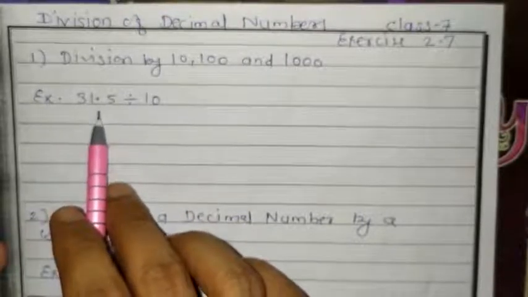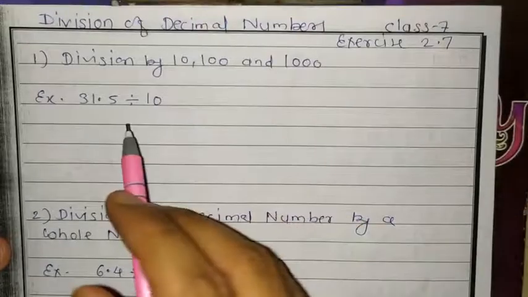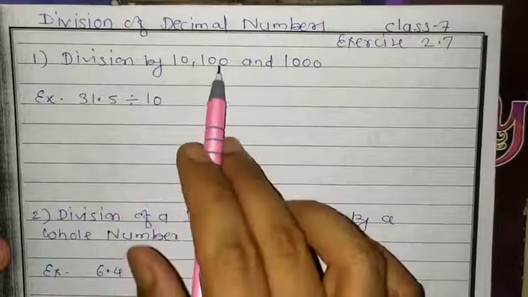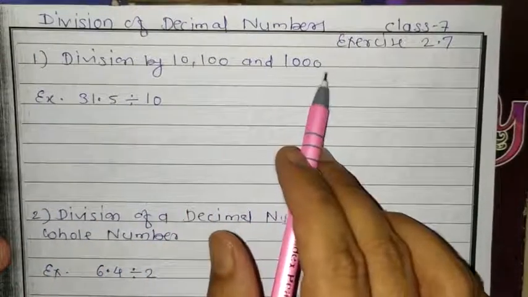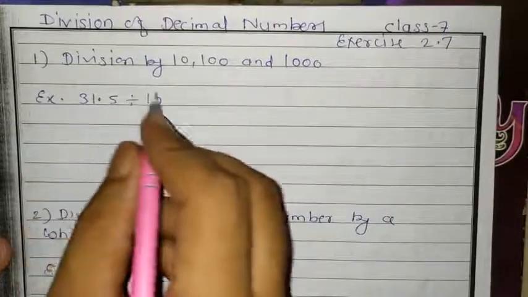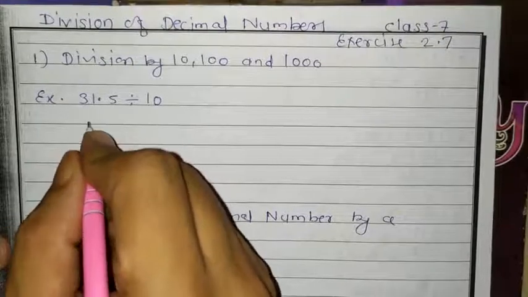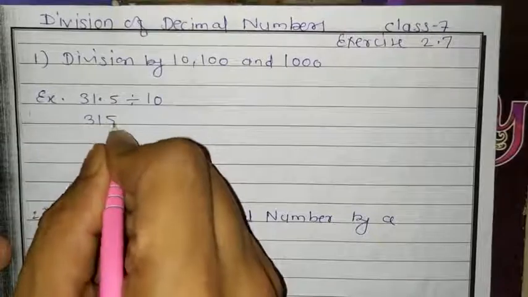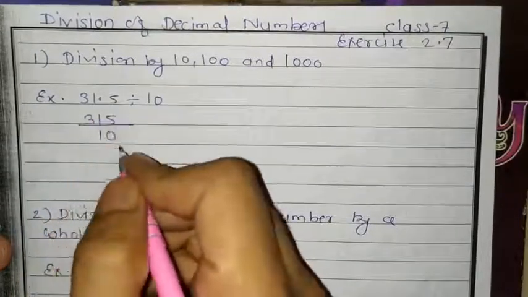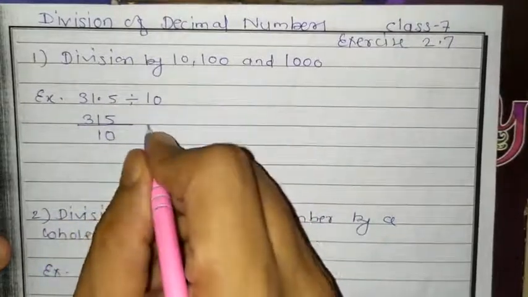Here there is a decimal number. If we divide by 10, then how can we solve? Once you understand this, you can easily divide by 100 or 1000 also. Then in the exercise part we will discuss that. So here we will see how we can solve the example. 31.5 can be written as 315 divided by 10, so that we can remove the decimal point, and here division is there.